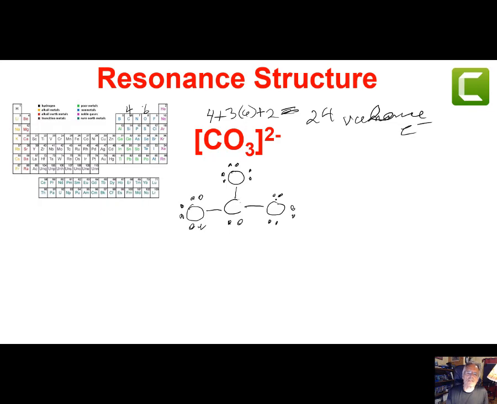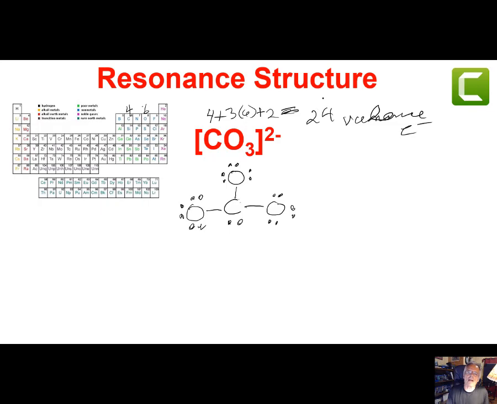Now we count them up. Here's an easy way to count. I've got 3 oxygens around carbon. Each one of them has 8 electrons. 2, 4, 6, 8. 3 times 8 is 24 plus the 2 non-bonding electrons on carbon.